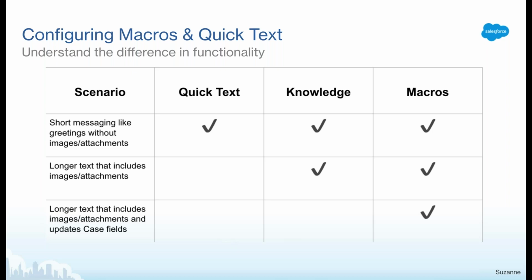Before we talk about the main use cases for these two, I just wanted to showcase this table giving you a brief summary of the differences between quick text, knowledge, and macros, because all three of these functionalities are part of the Service Console in your org, and they cover similar functionality, but not quite the same. So, a brief summary between these three. Quick text is the simpler version. Quick texts are in general very easy to set up, very quick to use, and mainly used for very short messaging.